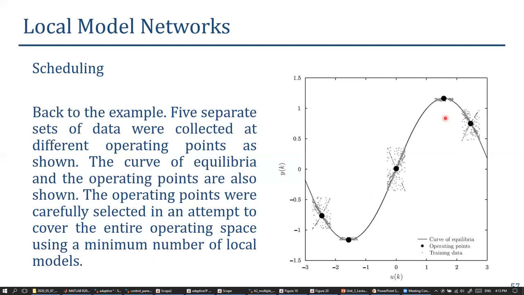But you definitely need a local model here because you see the slope here is different than here, and you need one here. Right? This is just, let's say, an example, but how to really place these local models, this is a science on its own, right? It's called the partitioning of the operating space.